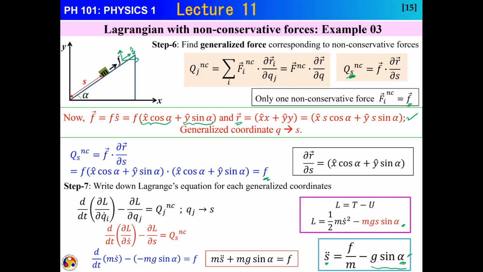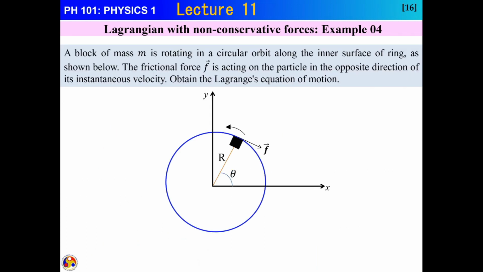Okay, let's extend the same thing to a problem based on the circular case, like circular motion. So here you have the same mass rotating in a circular orbit along the inner surface of the ring. Now the frictional force is acting on the particle in the opposite direction of its instantaneous velocity. Obtain the Lagrange's equation of motion for this system. So now you have to be careful. We always remember that when you represent r cap and theta cap, we write the r cap in this direction and theta cap in this direction.